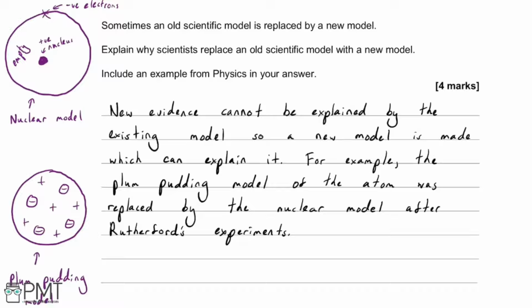And in terms of marks, your first mark is that there was new evidence. The second mark is that it can't be explained by an existing model. The third is that the new model is made which can explain it. And the fourth is your example of this happening in physics.